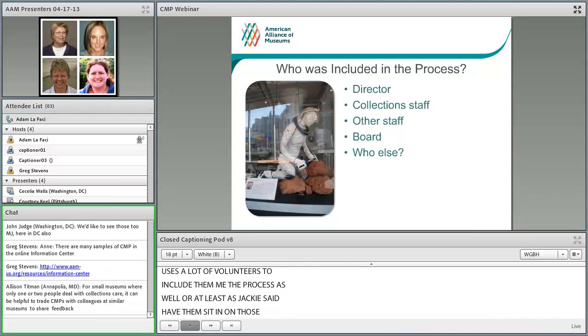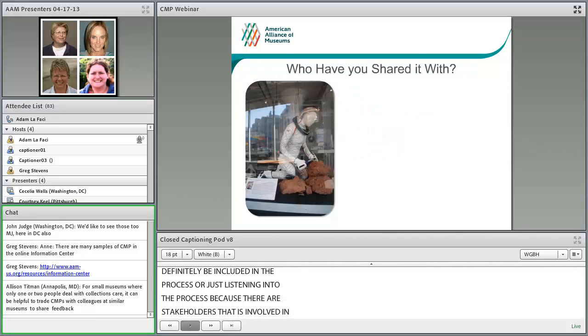That's a great point. I think volunteers should definitely be included in the process, or just listening into the process, because they are a stakeholder that is involved in that aspect of the museum. So let's move on to who have you shared the policy with.